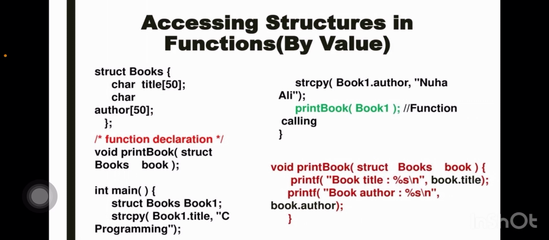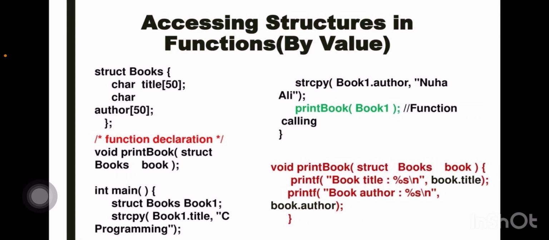Then the main function. In the main function we are creating a structure type variable, that is book1. How can we create a structure type variable? By writing the struct keyword, after that the name of the structure, that is books, and then book1. You can give any name to a structure type variable; it just follows the rules that apply for naming identifiers.